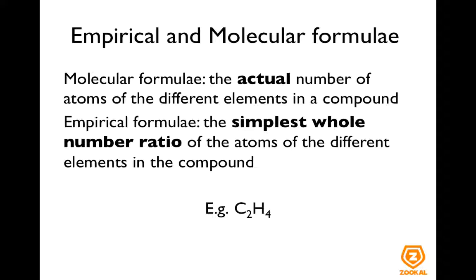So if we were to take this example, which is called ethene, it has the molecular formula C2H4. But if I were to simplify it to the simplest whole number ratio, 2 is to 4 can actually be simplified to 1 is to 2. So the empirical formula of this molecule will actually be CH2.